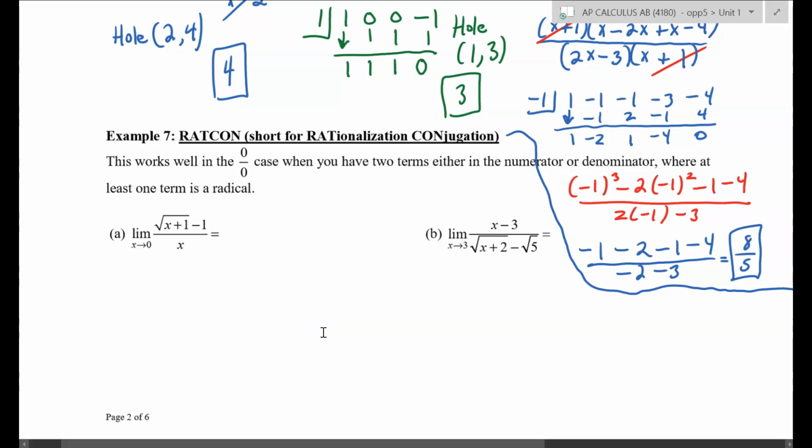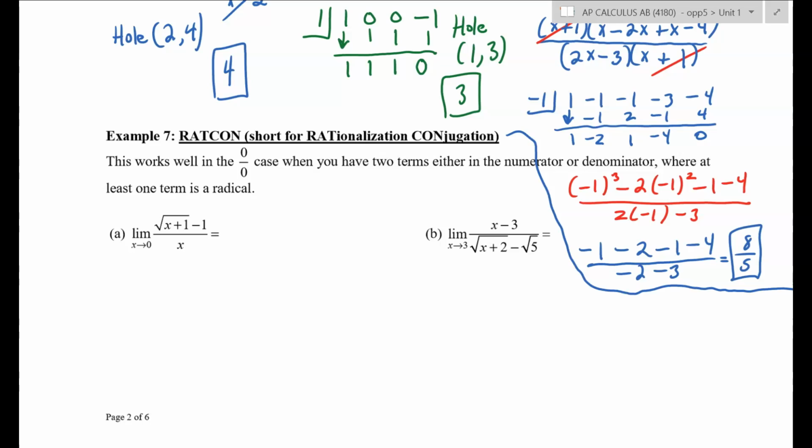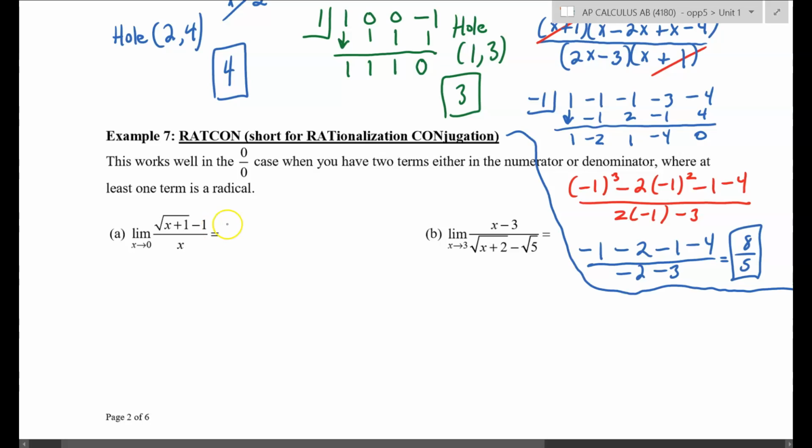Well, maybe I can switch a whole bunch of stuff around where I can plug in 0 and get something that's a little bit more reasonable. What could I do to switch some things around? Well, rationalize by using a conjugate. So, what's the conjugate of radical x plus 1 minus 1? It's radical x plus 1 plus 1.